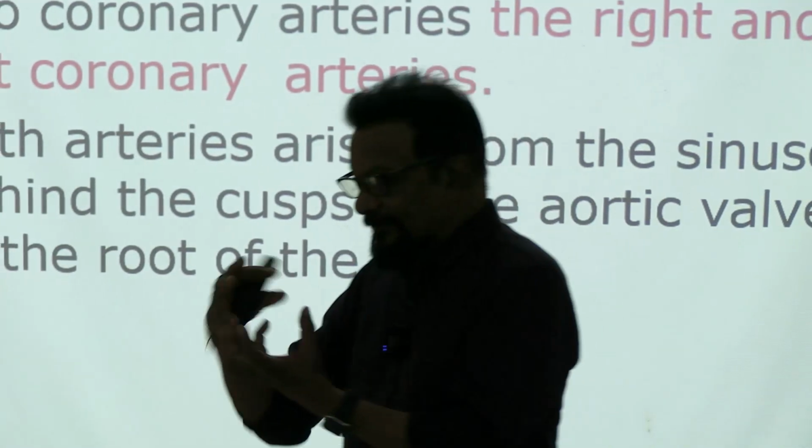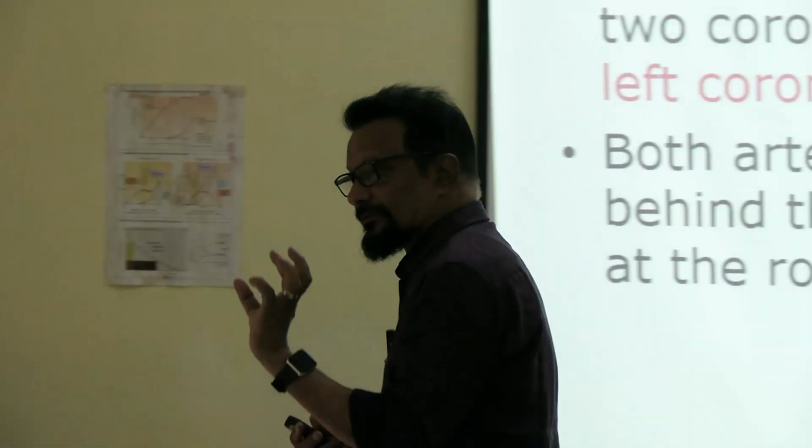And these semilunar valves have three cusps. Within the cusp there is a sinus, like a cup with a cavity within it. So this is called the sinus. So three cusps have three sinuses. From the back of this cusp, when they open, they remain like this. When the valves are closed, they remain like this.